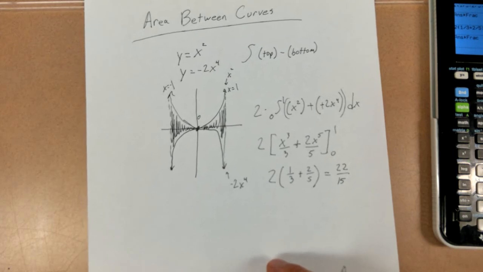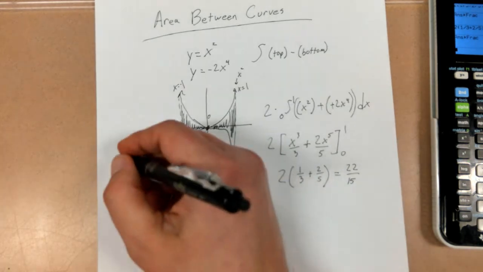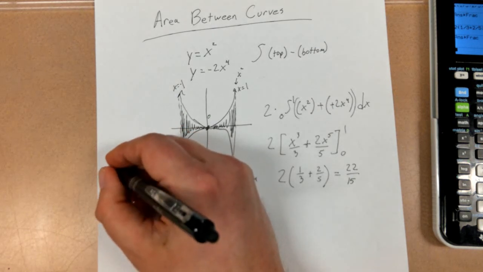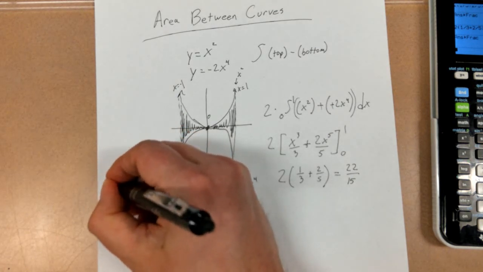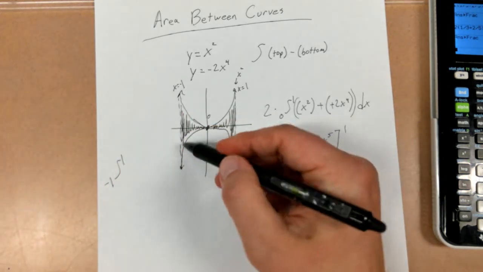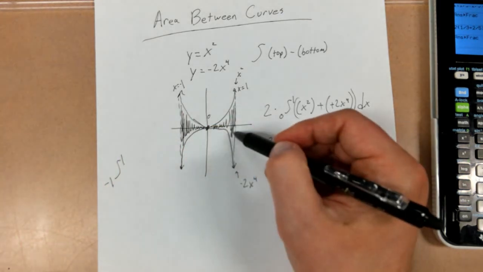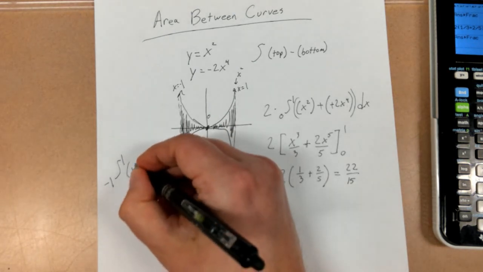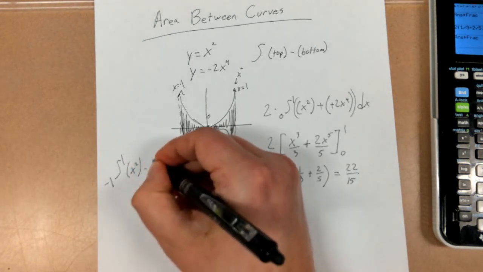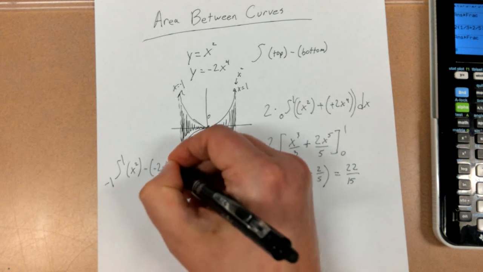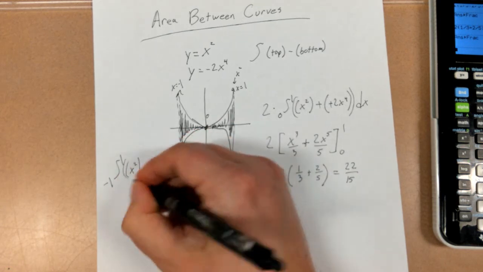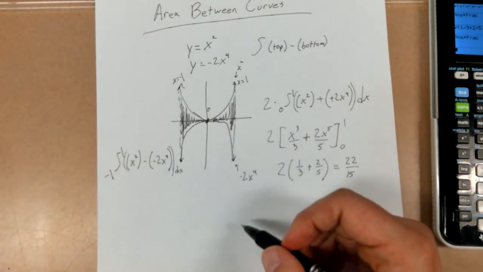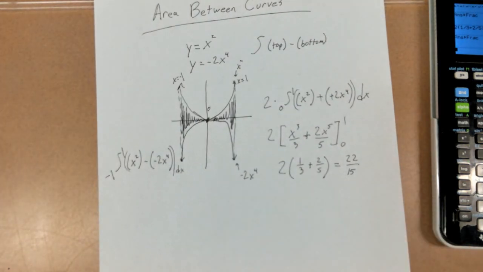And then the other way you could do this, and again, I'm just going to set this up, I won't go through the whole process here, but you would do the integral from negative 1 to 1, because that would be where our area starts and then where our area ends. And then it's still doing the top curve, which is x squared, minus the bottom curve, which is negative 2x to the fourth. And again, if you go through and find that integral, you should still end up with the same value of 22/15.